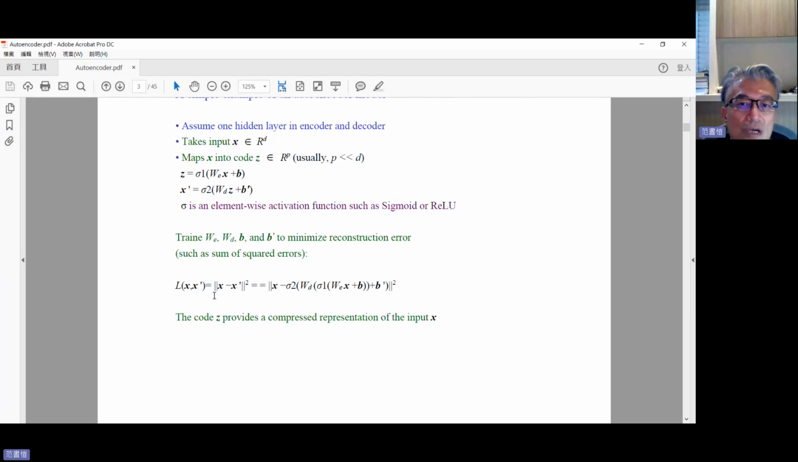The reconstruction procedure can be done satisfactorily. You just evaluate the error, which can be validated if it confirms some assumptions. It should follow a bell-shaped normal distribution. The fluctuation should be random and independent, uncorrelated, and within a very small range. So the code z, the coding vector, provides a complex representation of the input x.